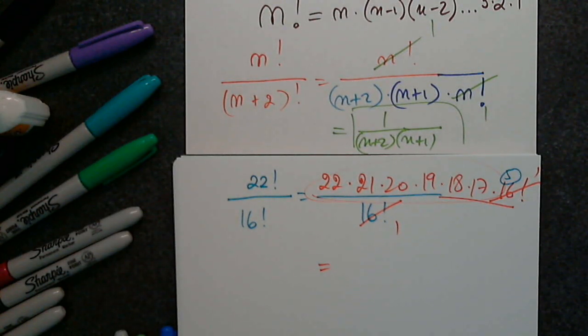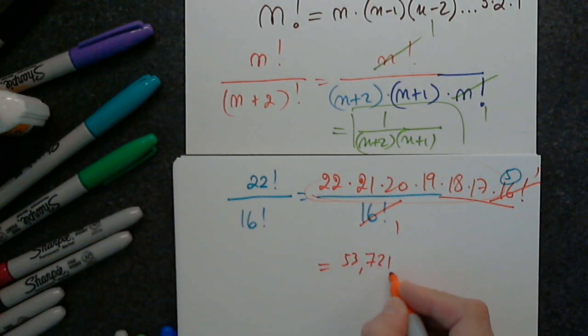We have another option here. So 22 times 21 times 20 times 19 times 18 and times 17. And the answer is 53,721,360. Okay. So here's another way.